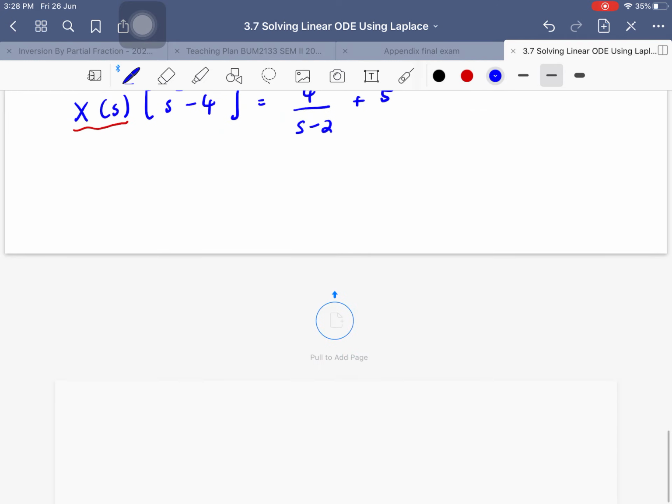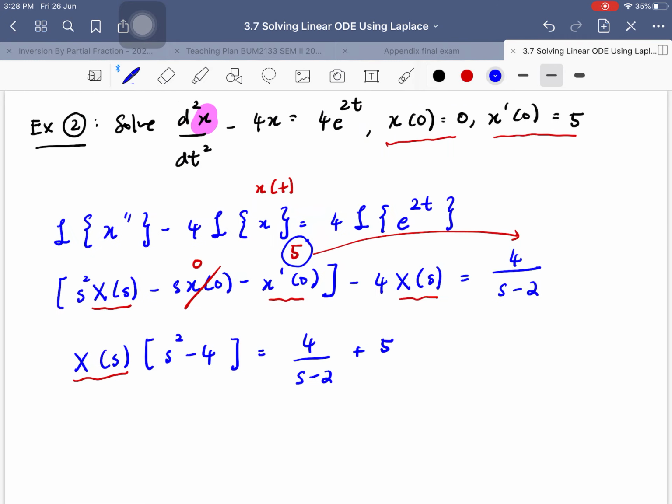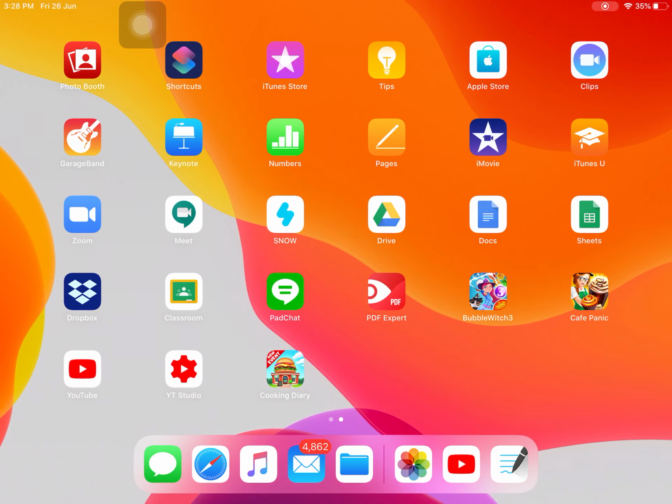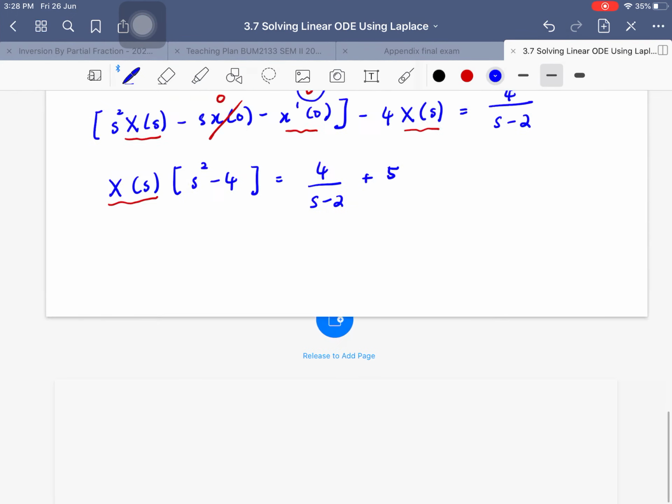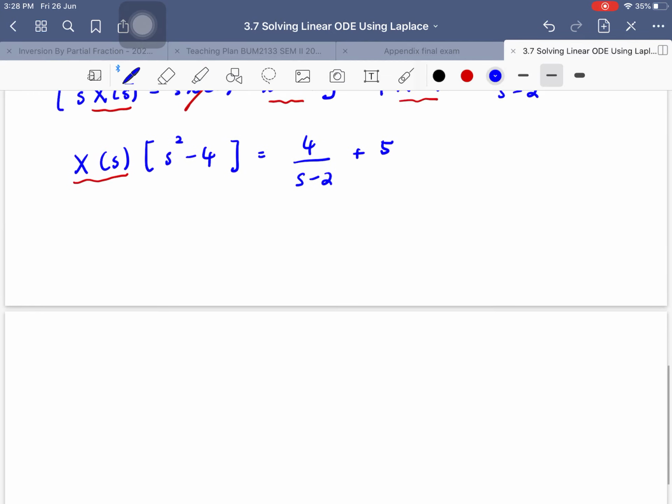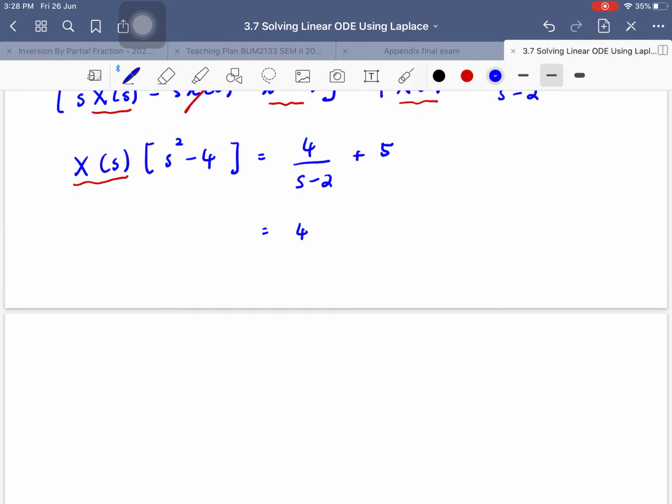Now let me simplify this. So here, this is going to equal 4 plus 5 times s minus 2, over s minus 2. I'm going to put them together. If I simplify this, I'll end up with 5s, and 4 minus 10 will be minus 6. And that will all be over s minus 2. So that is what I get after simplifying the right hand side.